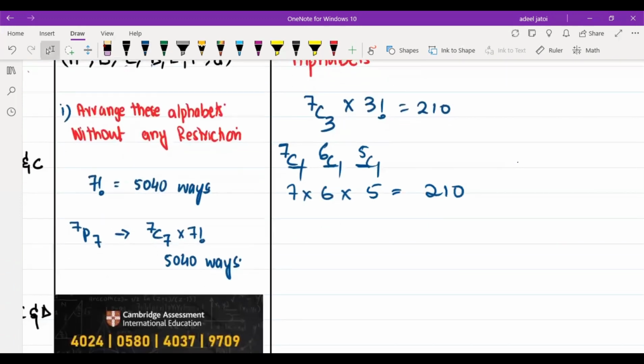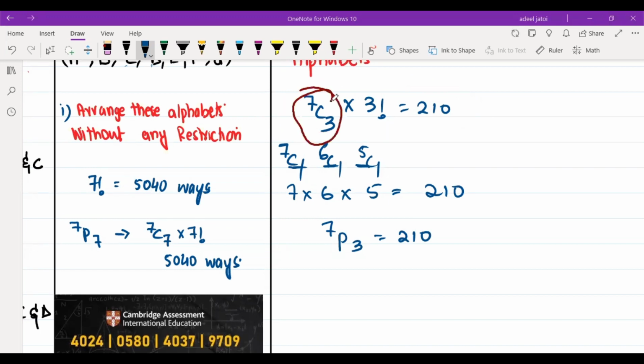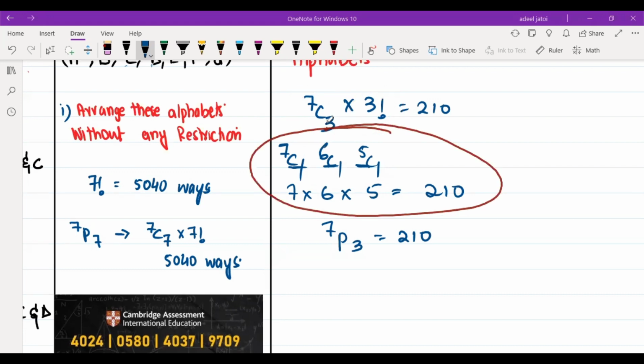The last way of doing this is 7P3, which will also be 210. Now, we need to understand here that either we can use this method, where you will be selecting and arranging. We can use 7C1, 6C1, 5C1 when we are representing the letters individually.